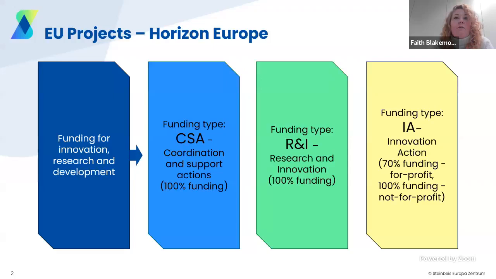We've had the final one, which is then the innovation action. And this one is focused on developing an innovation itself, a product, something that goes out in the world, something that's going to be able to create impacts for markets. As you can see there, I have put down the funding rate. So for CSAs and for R&I actions, it's 100% funding. But for innovation actions, it's 70% funding for for-profit companies. So if you're an SME or a startup or anything like that, 70% funding and 30% needs to be provided by yourself. But it's 100% funding for not-for-profits.